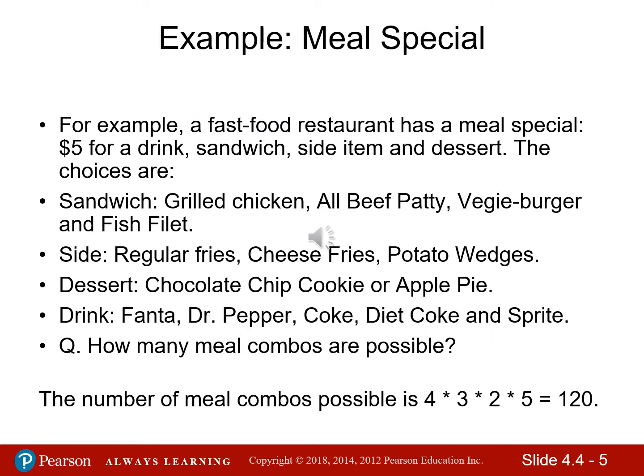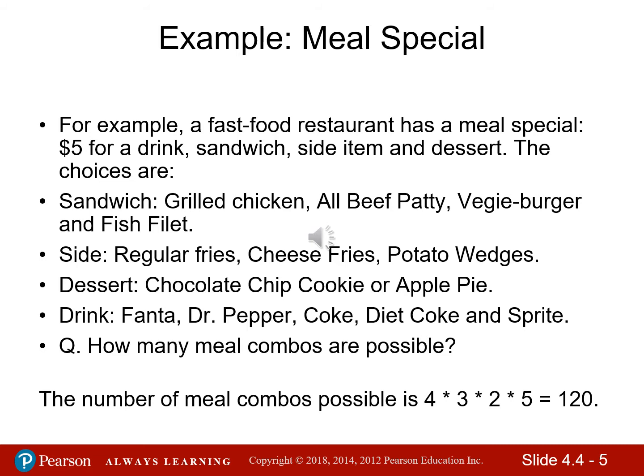Let's consider this example. A fast food restaurant has a meal special. For $5 you get a drink, a sandwich, a side item, and a dessert. And your choices are as follows. For the sandwich, you can choose from a grilled chicken or all beef patty, veggie burger, or a fish fillet. Your side items, you can choose from regular fries, cheese fries, or potato wedges. Your desserts, you have a choice of a chocolate chip cookie or an apple pie. And for your drink, you have your choice of Fanta, Dr. Pepper, Coke, Diet Coke, and Sprite.